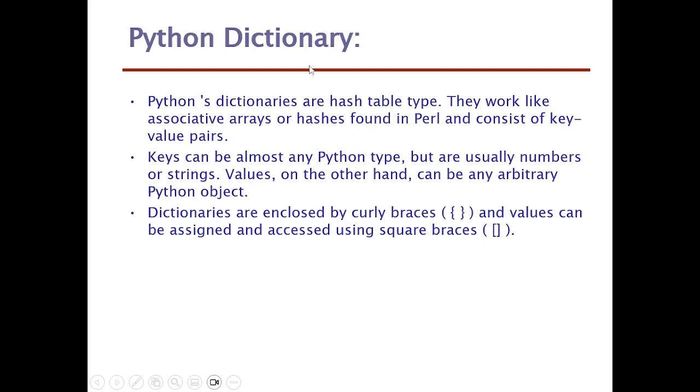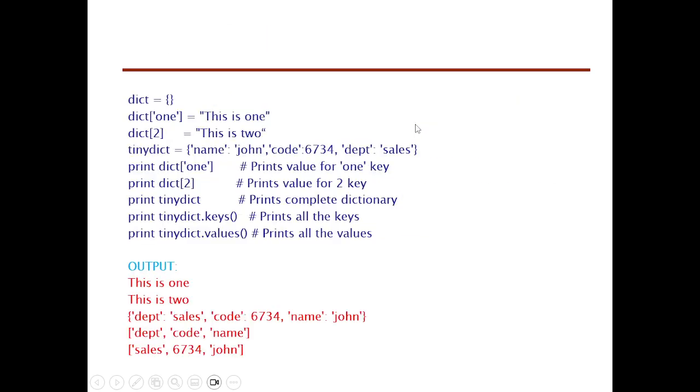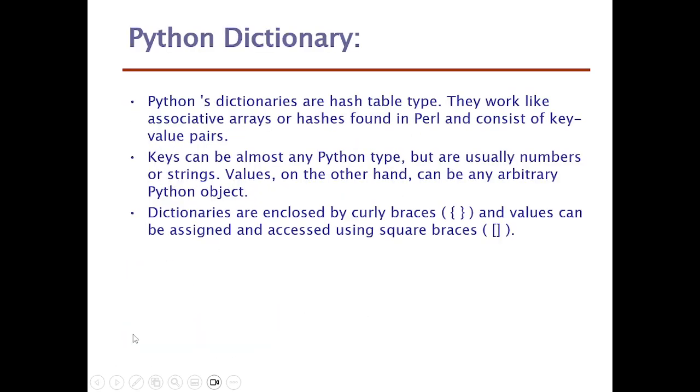So Python dictionary. Python dictionaries are hash table type. They work like associative arrays or hashes found in Perl and consist of key-value pairs. Perl, as you may know, is also a programming language. Keys can be almost any Python type, but are usually numbers or strings. Values, on the other hand, can be any arbitrary Python objects.